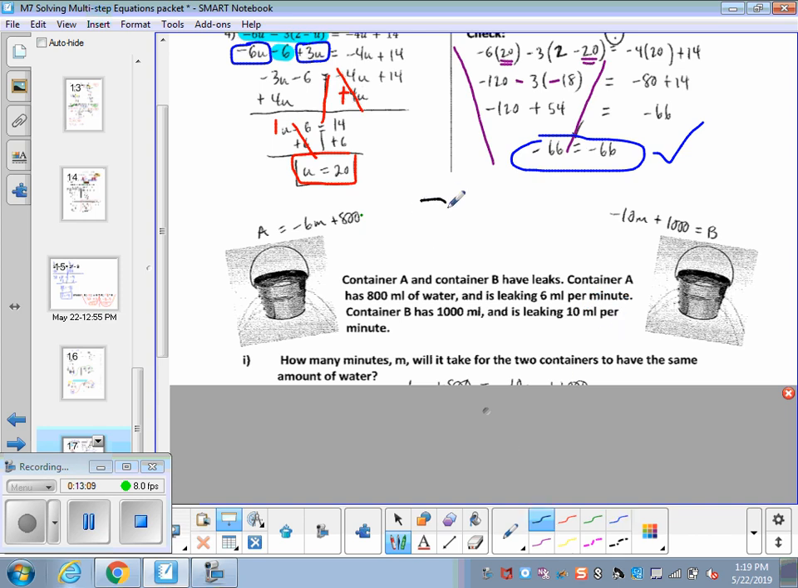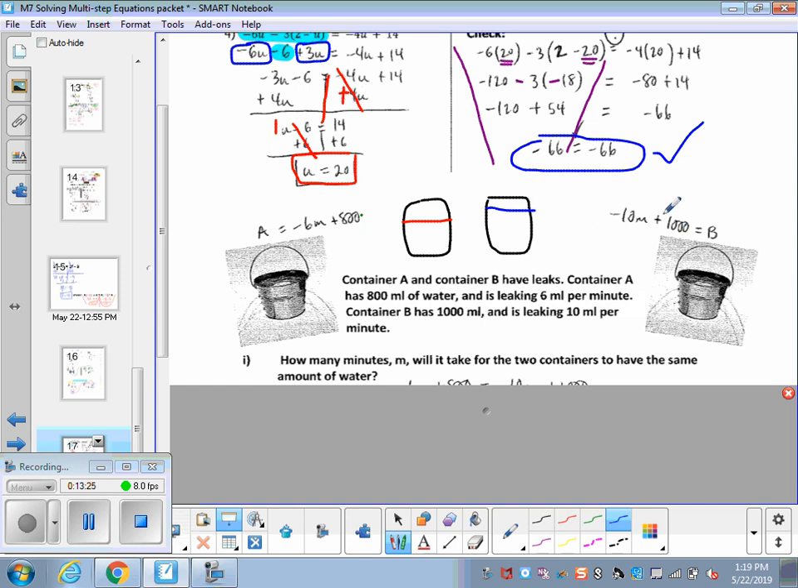So if I just sketch real quick, let's let that be container A, and let's let this be container B. Container A starts out with 800 milliliters. Container B starts out with more in it. It starts out with 1,000 milliliters.